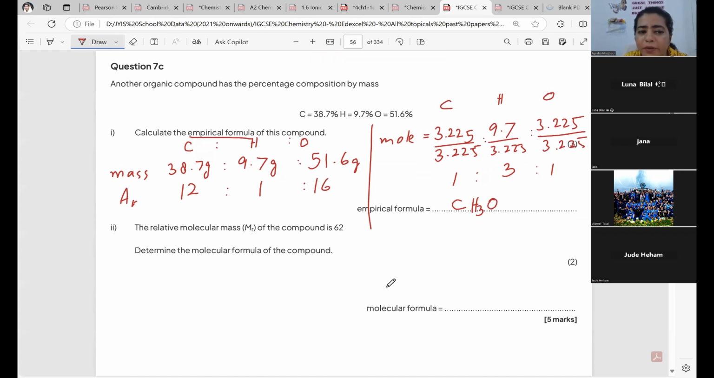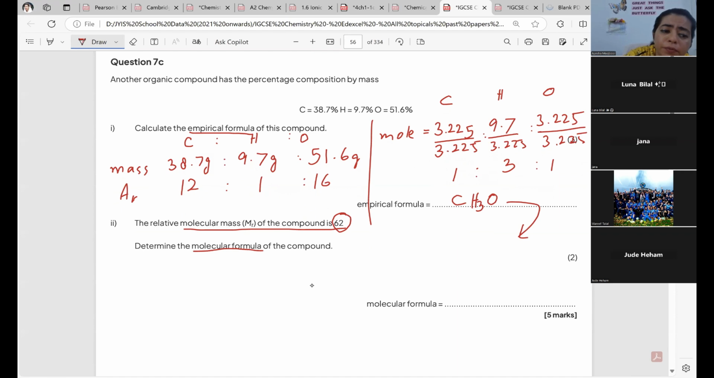Okay, you got the empirical formula. I told you already how to find n and how to find the molecular formula. Now, molecular formula mass is given to you, 62. Empirical formula mass you can get from here easily. What was the number n? n equals molecular formula mass over empirical formula mass. Molecular mass is given to you already, 62, divided by empirical. Empirical is 1 carbon, 3 hydrogen, 1 oxygen.